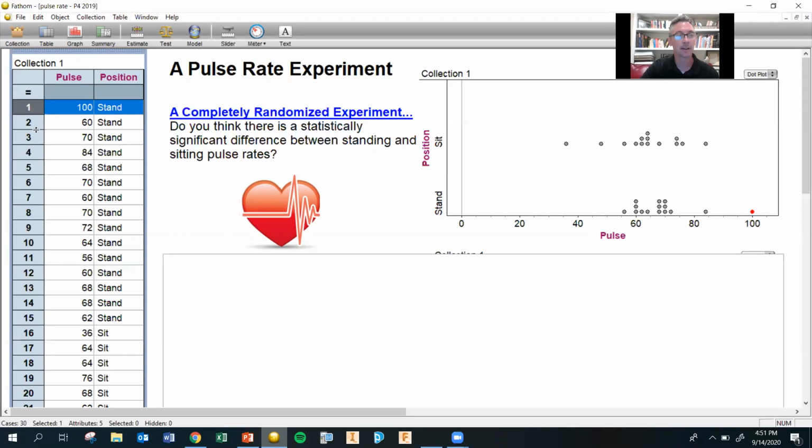Looks like kind of an outlier there. The next person was 60. There they are, the red dot. Our lowest person, I think, was this 56. But you can see here's what the pulse rates were when people were standing. Looks like roughly from about 60 to not quite 80. Most people were in the 60s and 70s here.